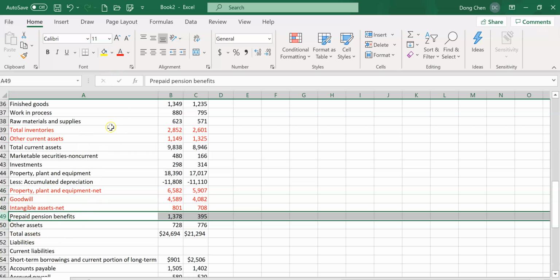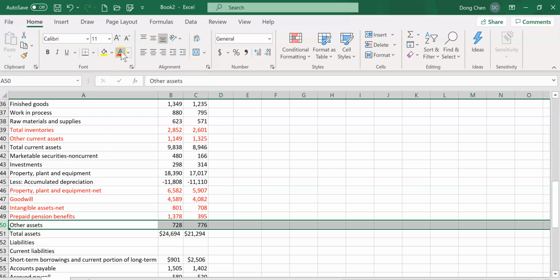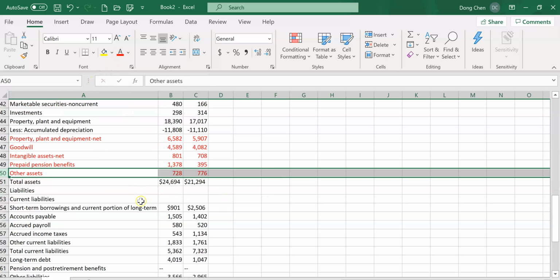Prepaid pension benefits, this relates to employees, so this is also operating related. Other assets are also generally treated as operating. So we're done with the asset side, and let's move to the liability side. We start from short-term borrowings and the current portion of long-term debt. And this is financing related, so it's not operating related.